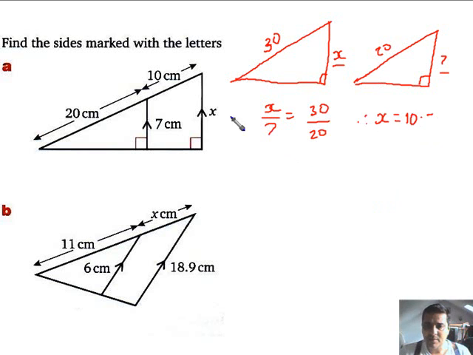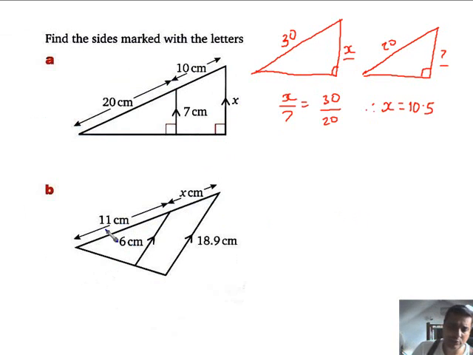Not surprising, because 10.5 is going to be the bigger corresponding length when compared with the corresponding length of 7 on the smaller shape. So that's it, 10.5. Let's do the same sort of thing here. Watch out, a little bit more tricky.